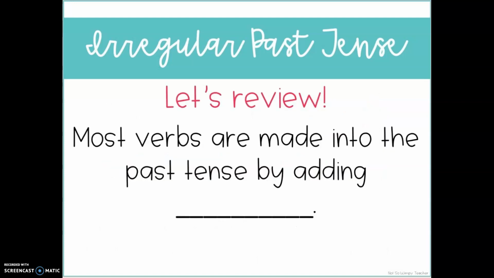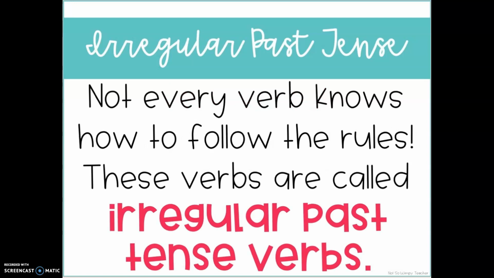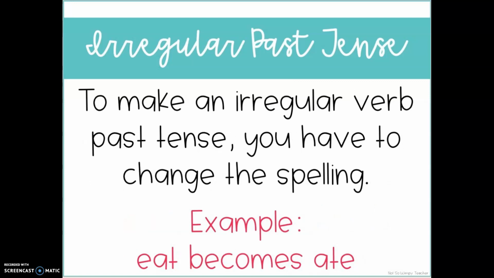Let's review. Most verbs are made into past tense by adding what? Most verbs are made into past tense by adding the letters ed. However, not every verb knows how to follow the rules, and these verbs are called irregular past tense verbs. To make an irregular verb past tense, you have to change the spelling. You can't just add ed.